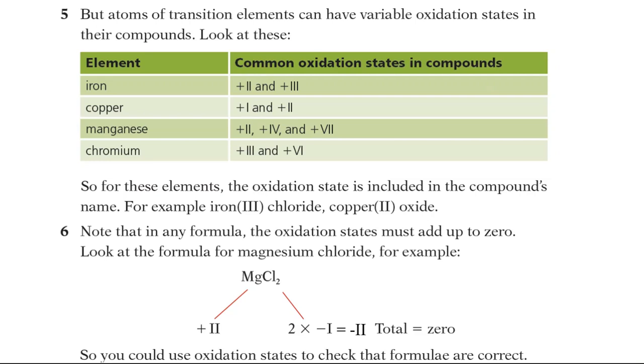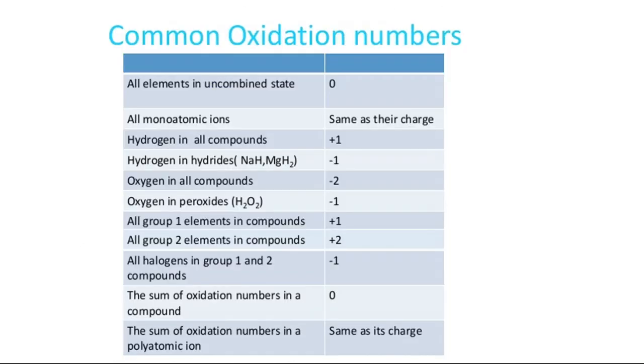One chlorine atom will take 1 electron. Another chlorine atom will take another electron. That is why here Cl2. So 2 multiplied by -1, that is -2. But total oxidation number, if you add +2 -2, total is always 0. Let me summarize all the rules in this table.